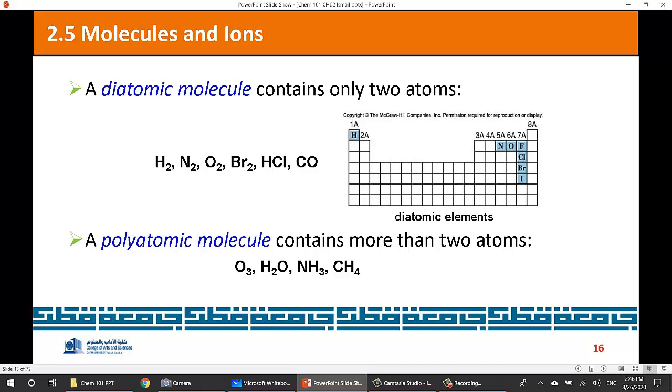Or it could be heteronuclear. That means it's made of 2 atoms, but they are different, like HCl. It's two different elements. Or carbon monoxide, CO. A polyatomic molecule is a molecule that is made of more than 2 atoms. Examples are ozone, O3, water, ammonia, and methane. They are all polyatomic molecules.